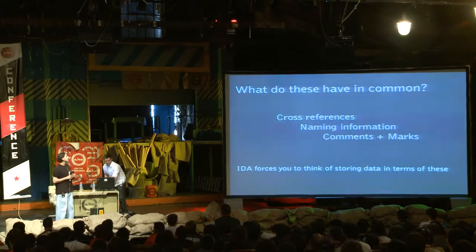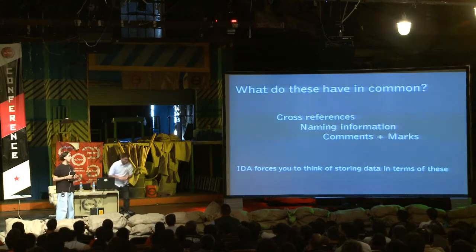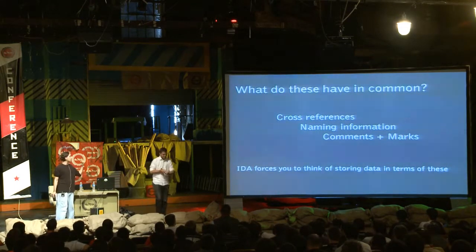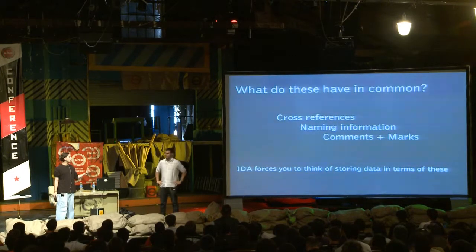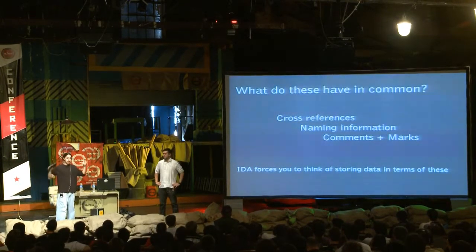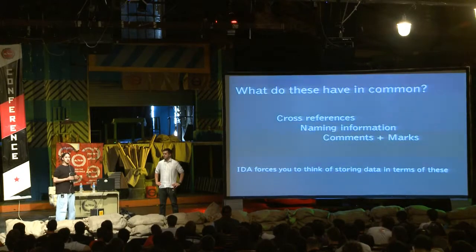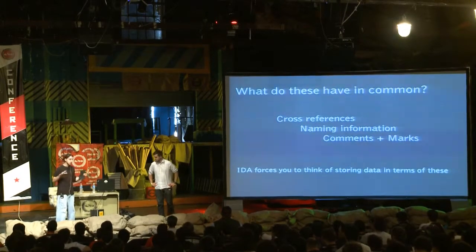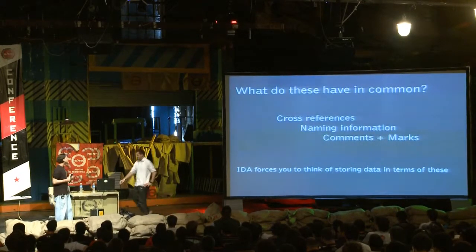All right. So what does all this have in common? Again, the only thing we use for all this is cross-references, naming information, and comments and marks. That's how we've always correlated all our cases, because that's what IDA throws at you. It throws it in your face. Its interface is awesome for that.